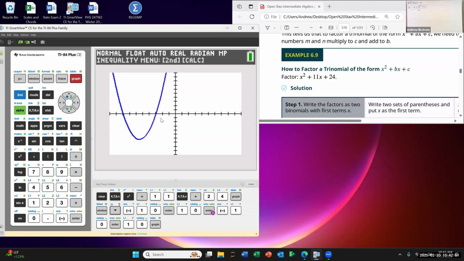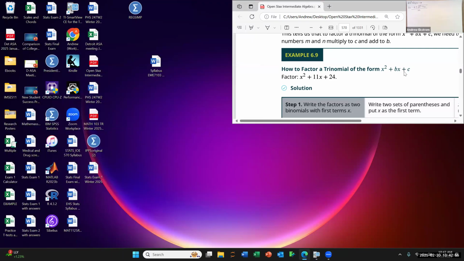So we see here that it's -3 and -8. So I'm going to write this down. So our equation is x squared plus 11x plus 24. And I'm going to say that's equal to y. That way we can look at it and try to figure out how to put it into the calculator to graph it should we need to.